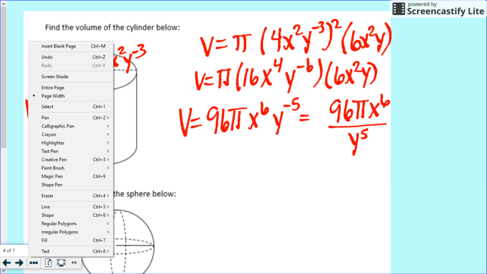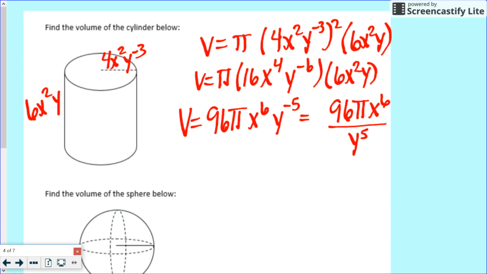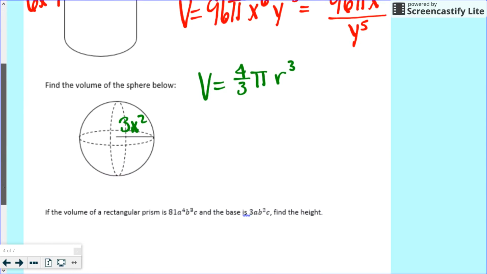All right, volume of a sphere. The radius of this guy is 3x squared. Let's put that in here. And then the volume of the sphere is 4/3 times pi times r cubed. And yes, I had to Google that on my phone. I do not have that memorized. I do not find the volume of spheres that often.